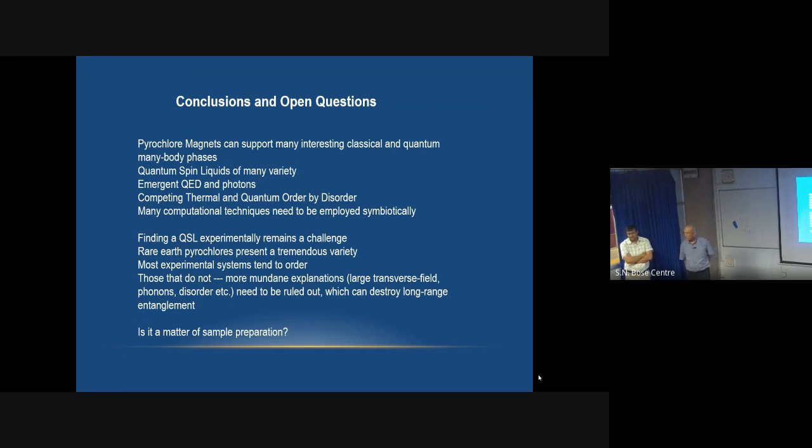I have a naive query rather than a question. As you say, either the sample may not be as ideal as theory suggests, and also how robust is the theory, so that a small perturbation will change anything? That's a very good question. That's a really good question.